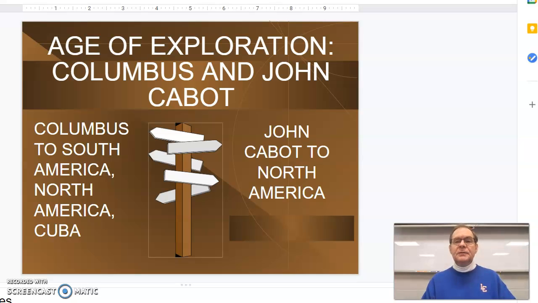This is a time also of increased exploration. We know Columbus and John Cabot. Columbus sailed to South America, North America, Hispaniola Island, as far as Cuba. John Cabot actually came to North America. We remember Spain and Portugal had just got married, and Ferdinand and Isabella had sent out Columbus, an Italian explorer. John Cabot was also an Italian explorer. Those are anglicized names for them. But King Henry VII had sent him out to explore.